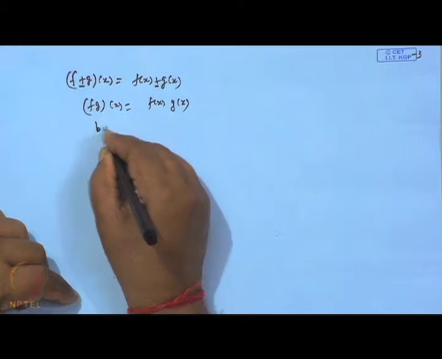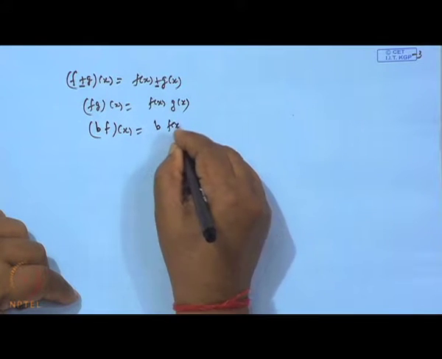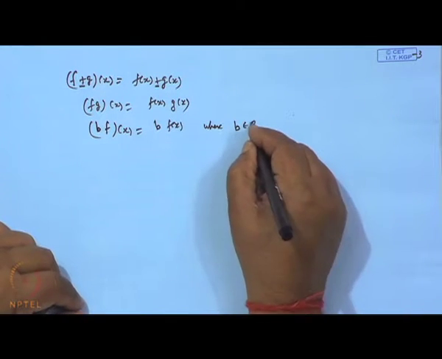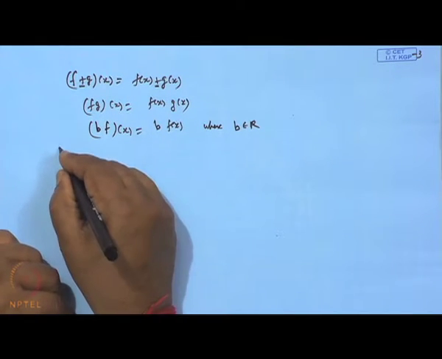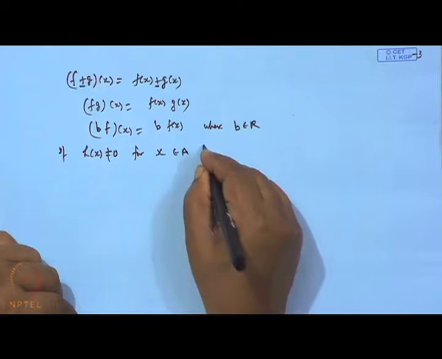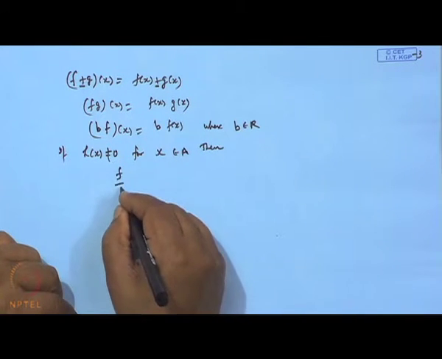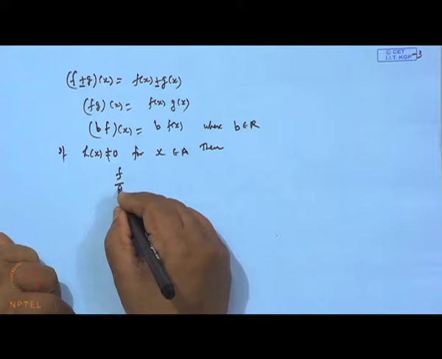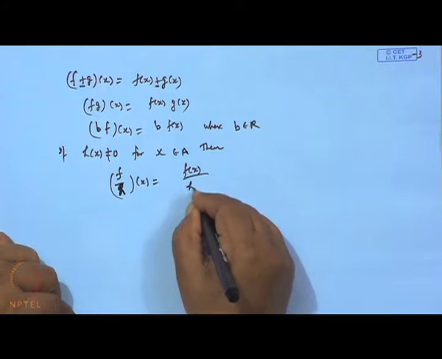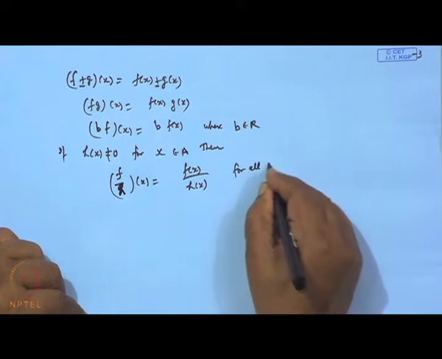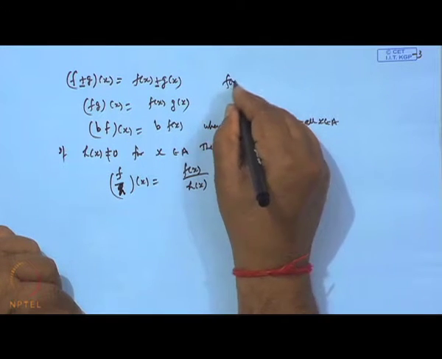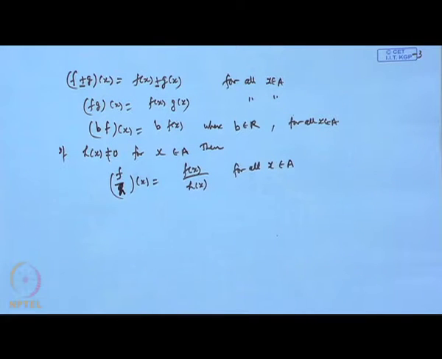If b is a constant, some real number, then (b f)(x) is defined as b times f(x). And if h(x) is not equal to 0 for x belonging to A, then we can define the quotient (f by h)(x) as f(x) over h(x) for all x belonging to A. So this way we are defining.